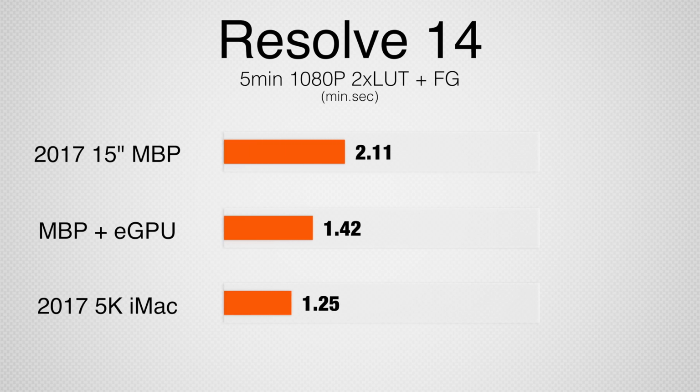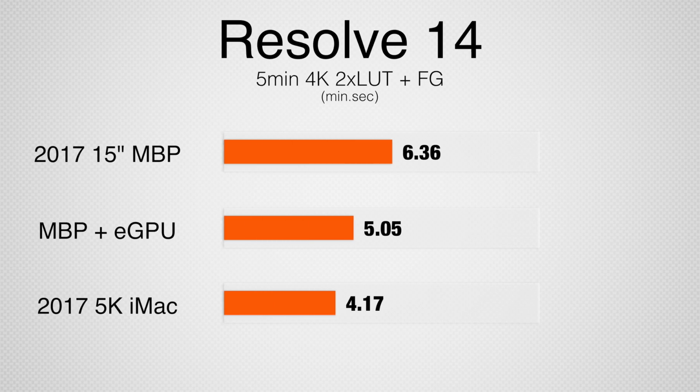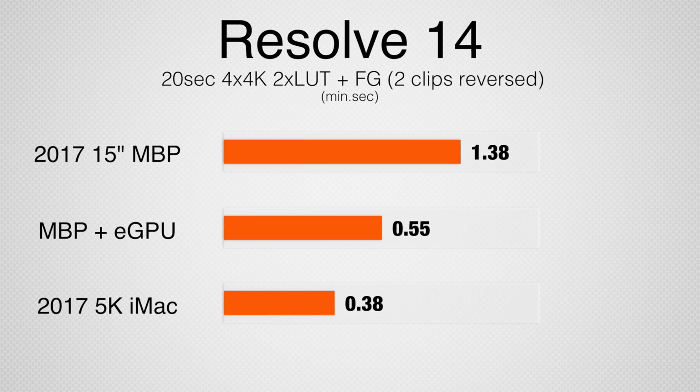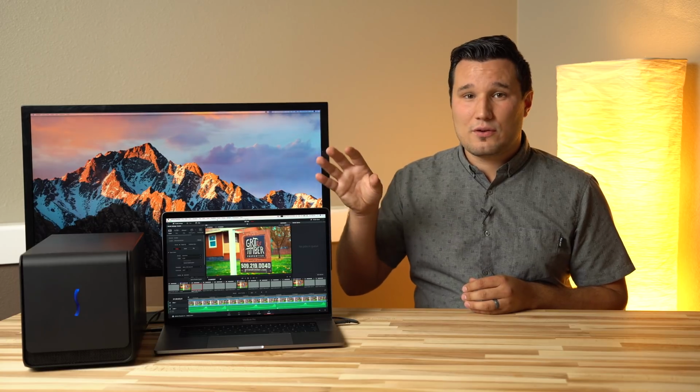So we are seeing some speed improvements in exports compared to the internal graphics between about 30 to 70%. So that is noticeable. The harder you push the system, the bigger difference you get, because typically when you have different effects and LUTs and stuff like that, that is usually done by the GPU. So in this case, we have a GPU that's way more powerful, and that's where we're seeing those improvements.